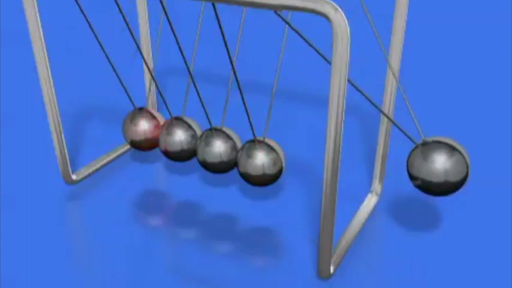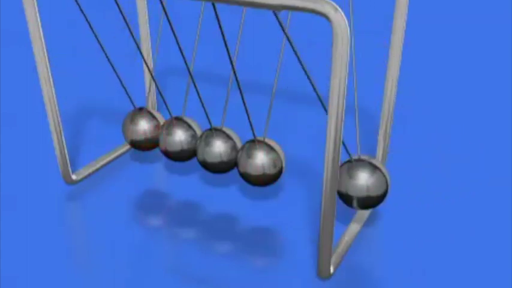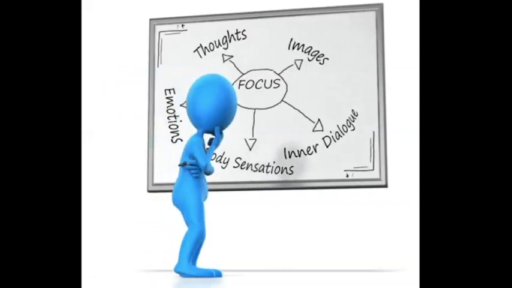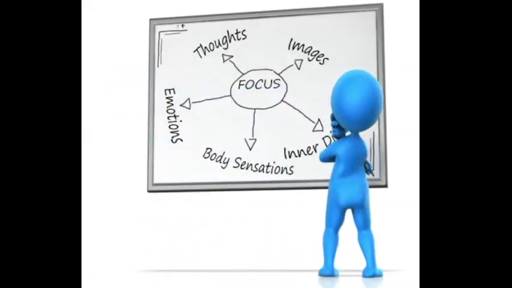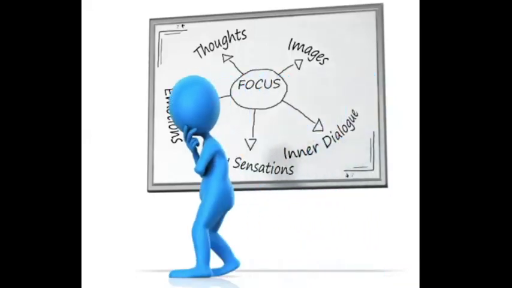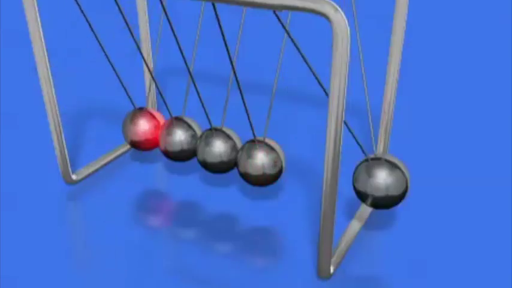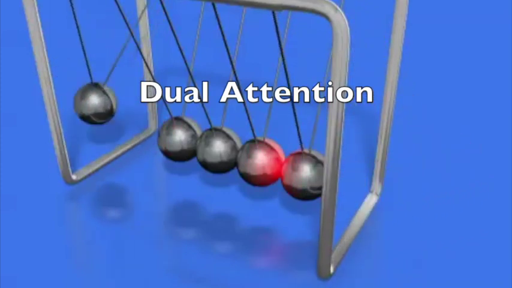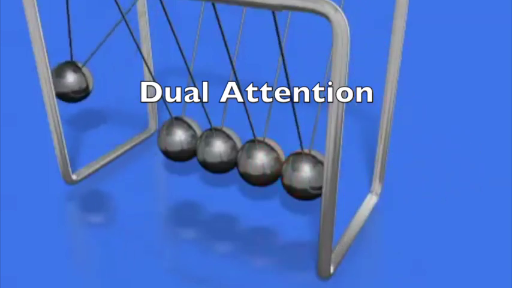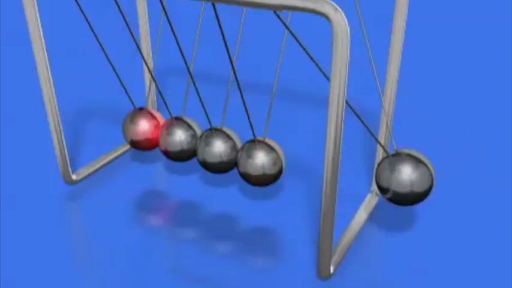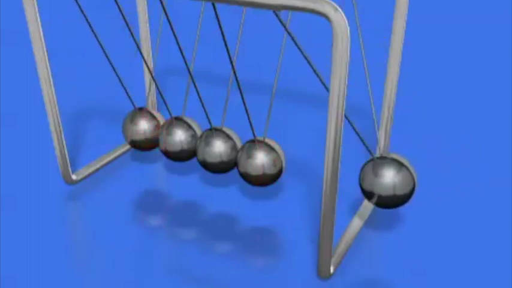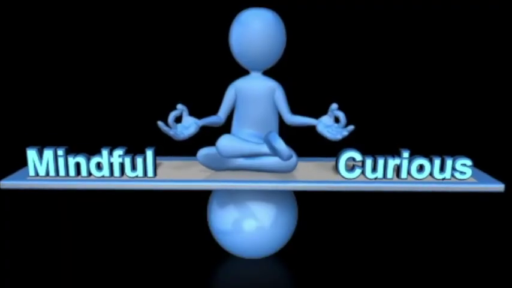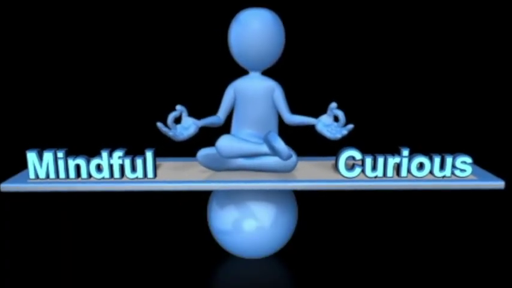BLS is used while the person simultaneously pays attention to inner experiences like emotions, thoughts, images, body sensations, and inner dialogue. Paying attention to two things at once like this is called dual attention. During short periods of dual attention, the person is asked to observe these inner experiences mindfully, without analyzing or judging, just being curious.